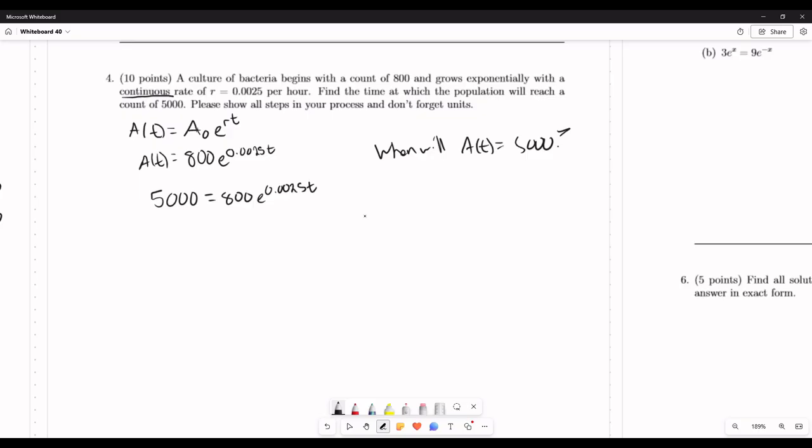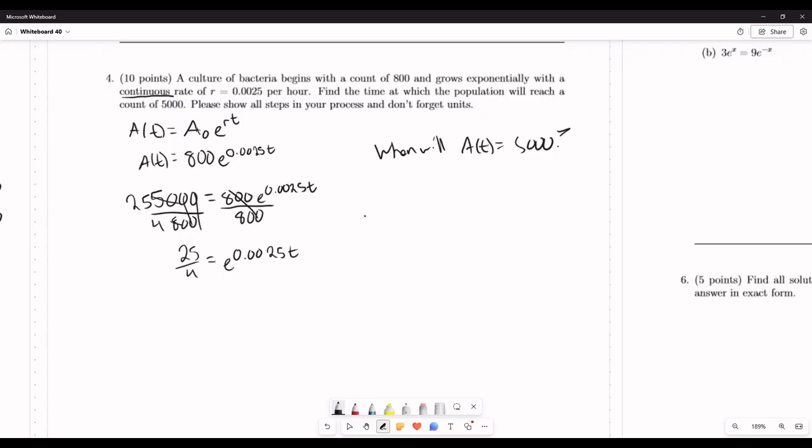And now I need to solve this equation. It's not the hardest thing in the world, but it's also not the easiest. Let's try to get e to the whatever by itself. Go ahead and divide both sides by 800. Those cancel. I have a couple zeros that cancel. And actually, I can also factor out a 2 from these, so I can at least write it as 25 over 4. So I got 25 over 4 equals e to the 0.0025t.